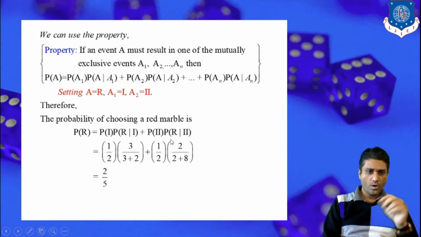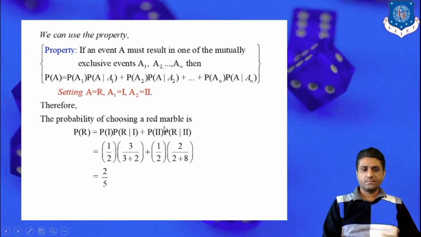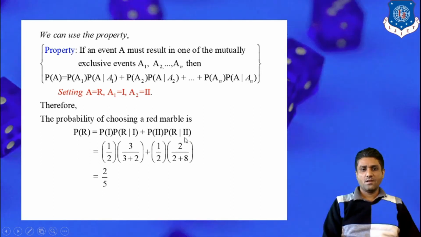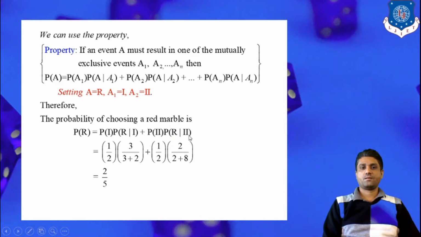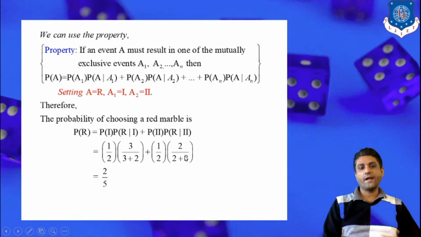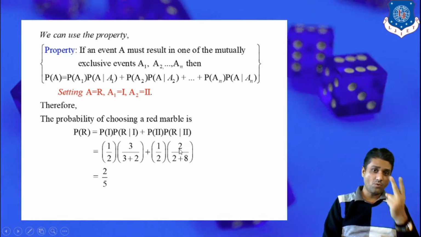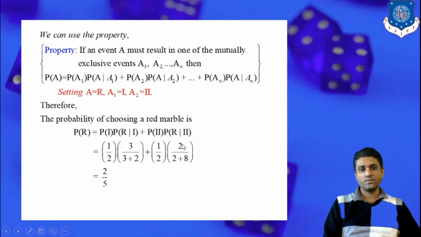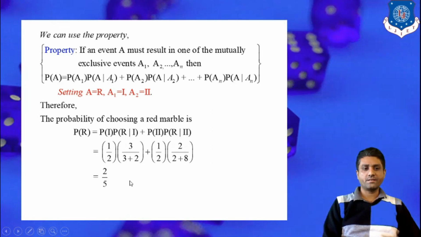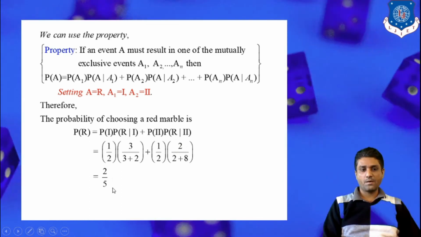Now next we have to discuss this term, probability of R given 2. This is interpreted as the probability of a red marble when box 2 is selected. Box 2 is already selected and we know that in box 2 there are total 8 marbles, and box 2 consists of 2 red marbles. So the favorable outcome is 2, the numerator is 2 and the denominator is 10. The simplification leads to 2 by 5. So we conclude that the probability of getting the red marble is 2 by 5.